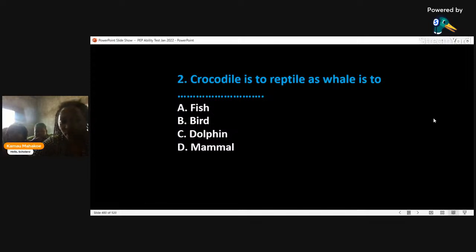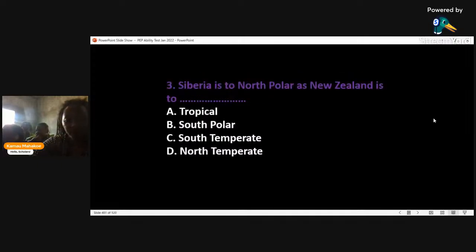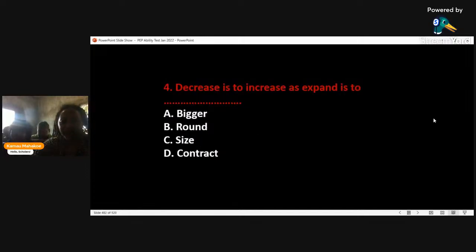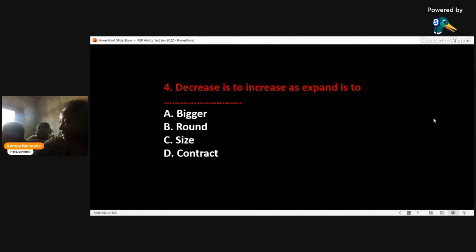Crocodile is to reptile as whale is to mammal. A whale is not a fish. It's a mammal. Siberia is to North Polar as New Zealand is to. Where's New Zealand? Have you ever seen New Zealand on the map? It's right here. And Australia is right here. Okay. It's south temperate. It doesn't reach down to polar yet. Decrease is to increase as expand is to contract. So they are opposite. Decrease and increase are opposite. So we want the opposite of expand, which is contract.